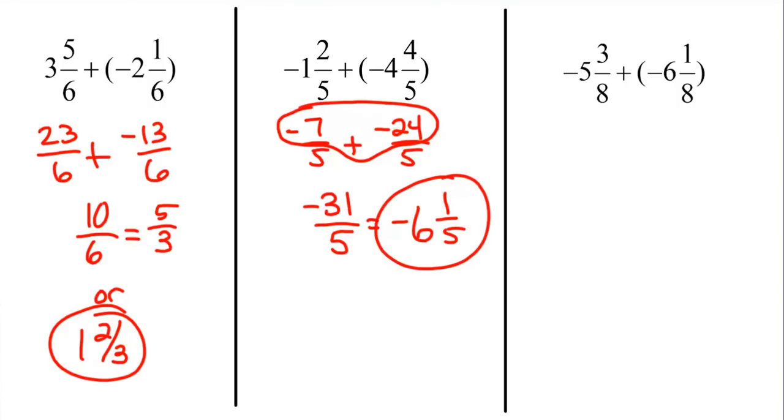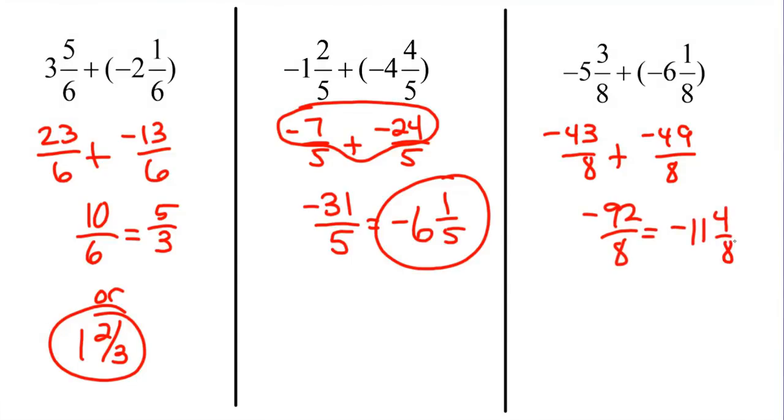And the last one here, -5 and 3/8 plus -6 and 1/8. This one, you could go either way by just adding the whole numbers and then adding the fraction values together. But we'll do the improper fraction route just to show you. This is -43/8, and this is -49/8. And when we add those together, we get -92/8, which is -11 and 4/8. Or -11 and a half is our answer there.